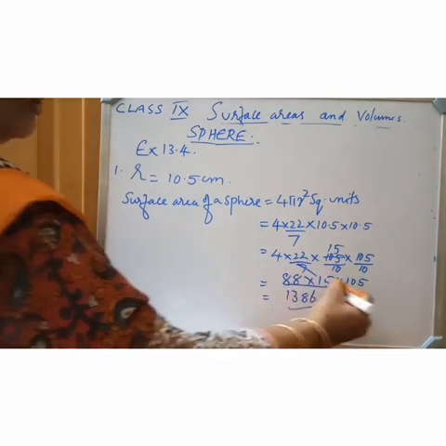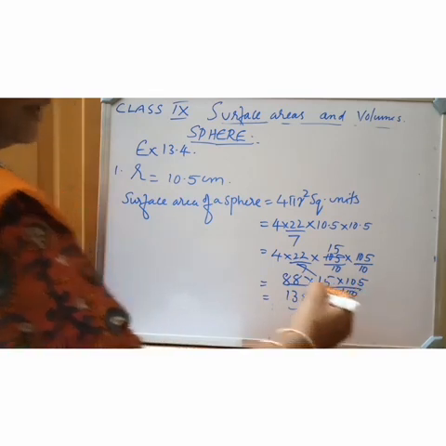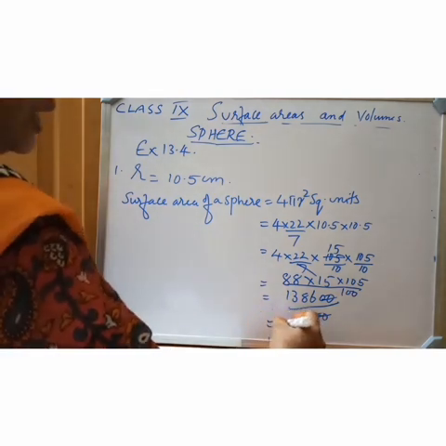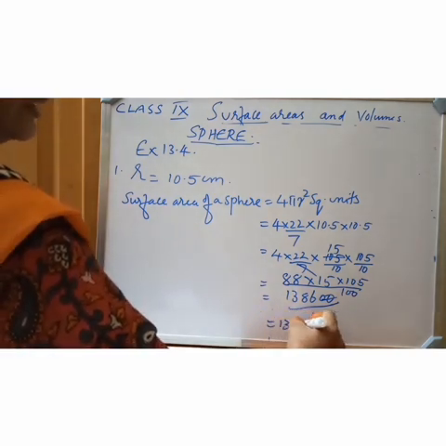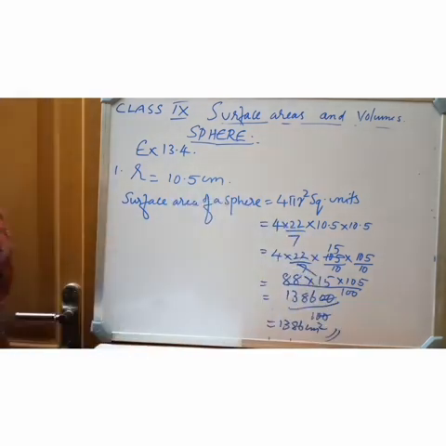Divided by the denominator 10 into 10, 100. So these two zeros we can cancel. So we will get the surface area of a sphere as 1386 centimeter square. That will be the answer.